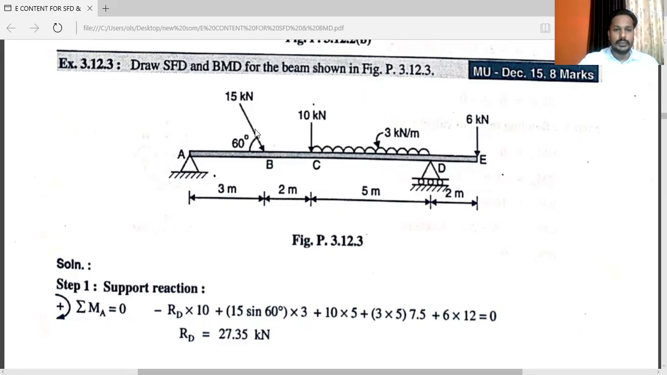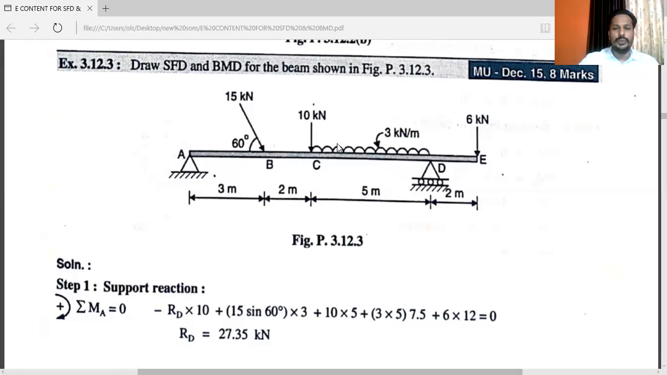At point B, a point load is given, but it is inclined to the horizontal beam. You can see the angle is 60 degree from the horizontal line to this force. 15 kilonewton is a point load acting at point B. 10 kilonewton is acting vertically downward at point C.